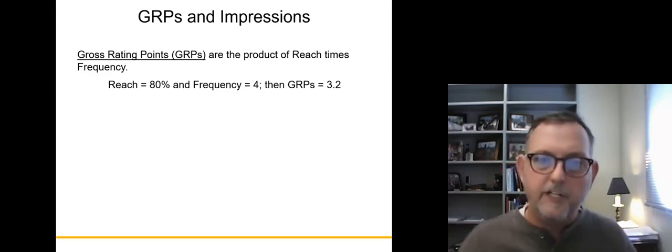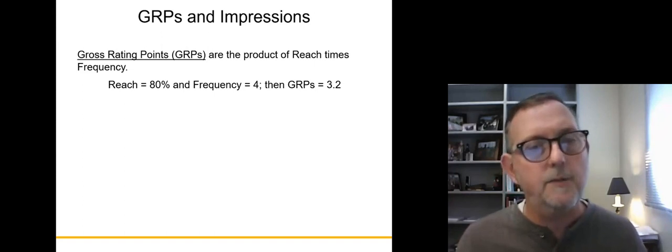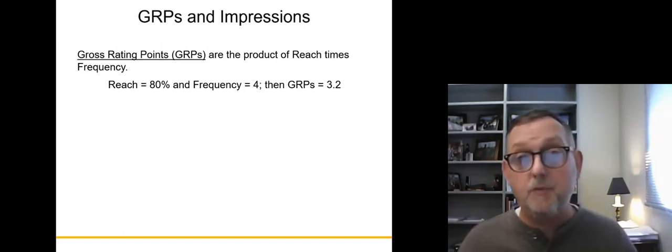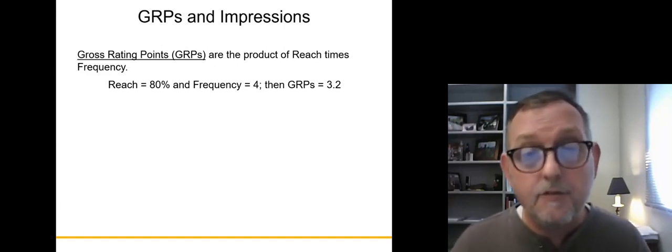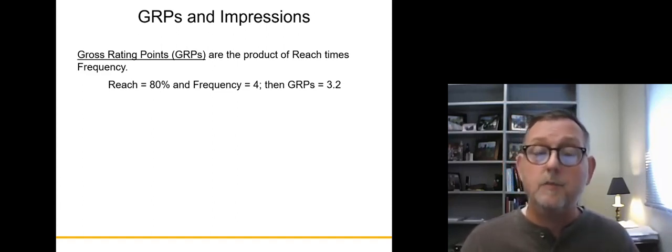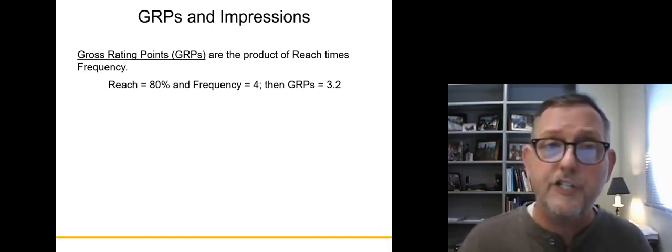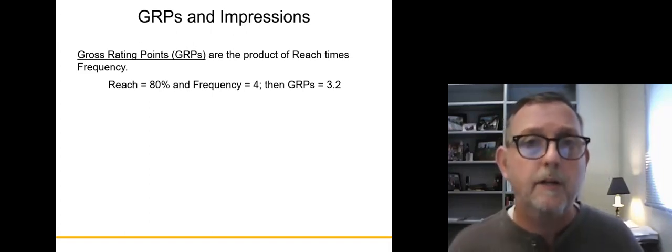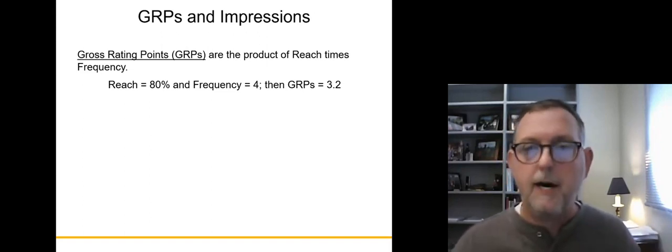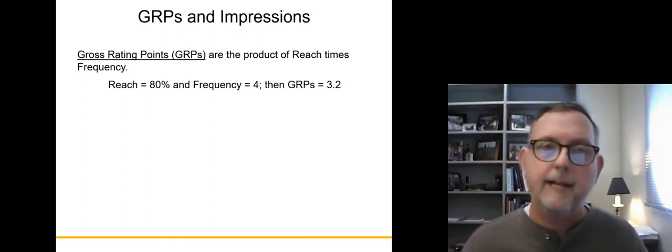So in this example, we have reach times frequency. This is a percent reach times how many times the message is being seen, which would be an average frequency. So we have 80% reach and an average frequency of 4. Multiply those two together, and what we have is what's called a gross rating point, or a GRP, or grip. The GRP for this buy is 3.2.